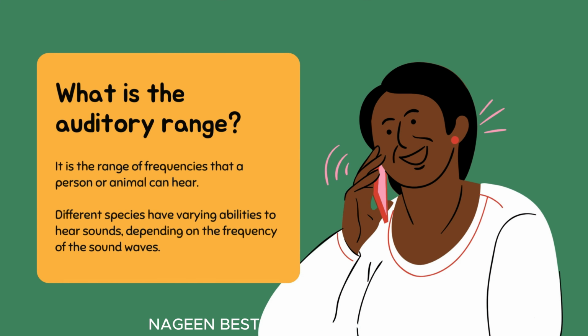What is the auditory range? It is the range of frequencies that a person or animal can hear. Different species have varying abilities to hear sounds, depending on the frequency of the sound waves.